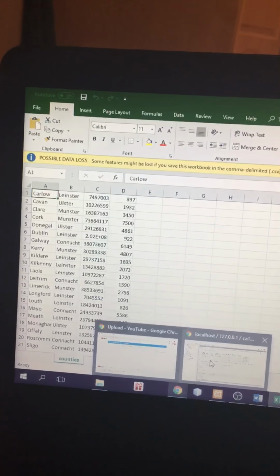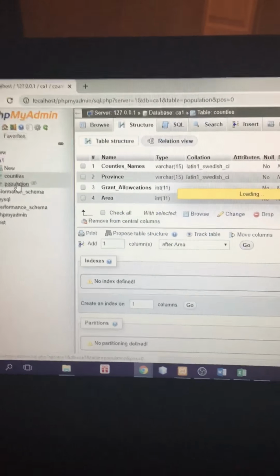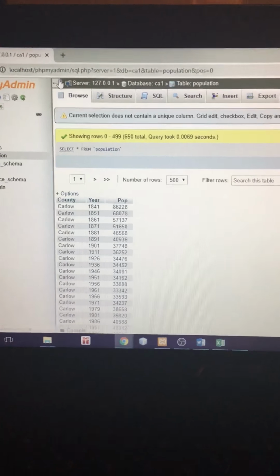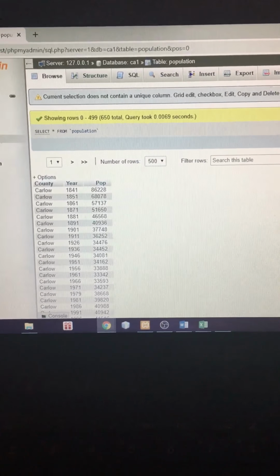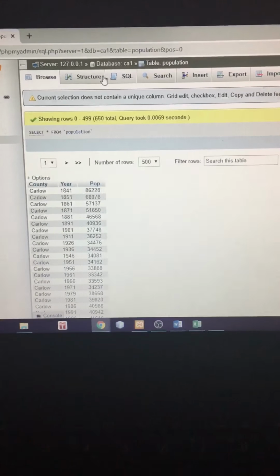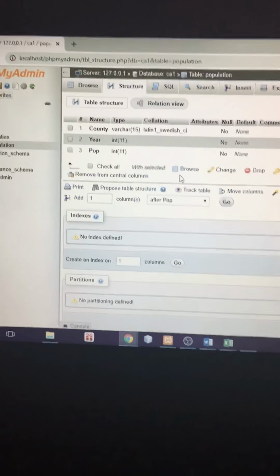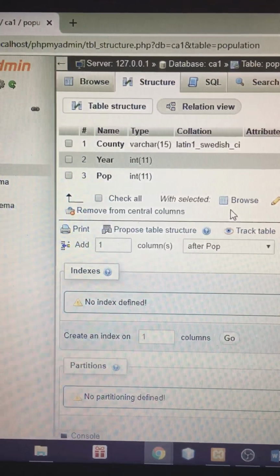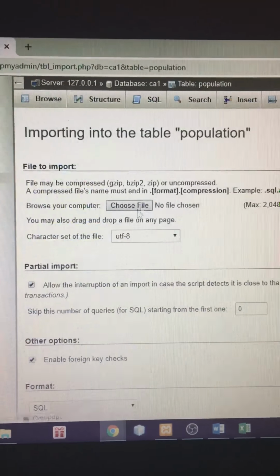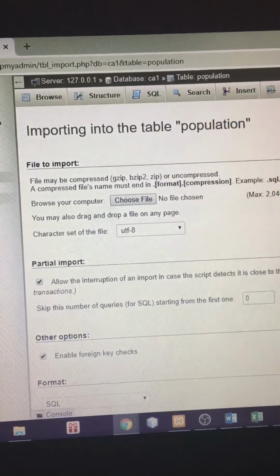Then on my databases, first of all, population. Just to browse, 650 in total, all down the bottom. Then the structure. The county is varchar with 15. The year is an int and the population is an int, and to import it, I just clicked on here, chose file, made sure it was a CSV file, and then imported it all after it's reformatted.